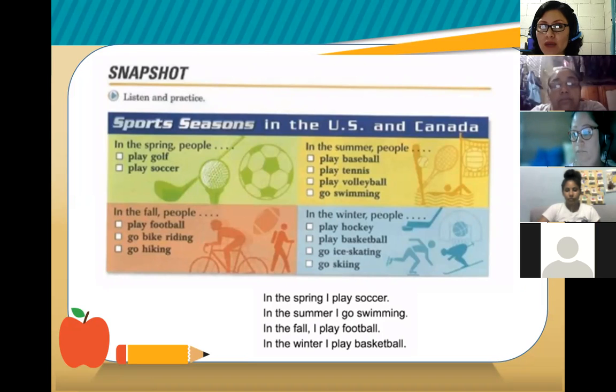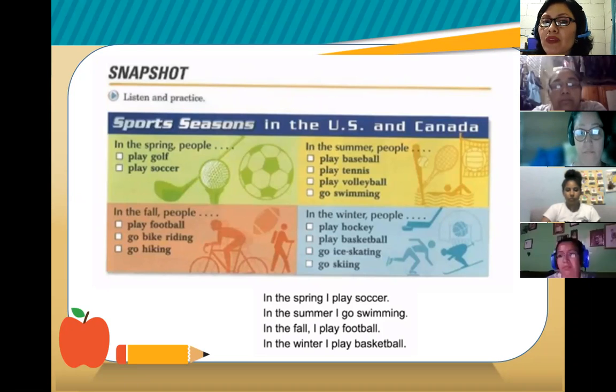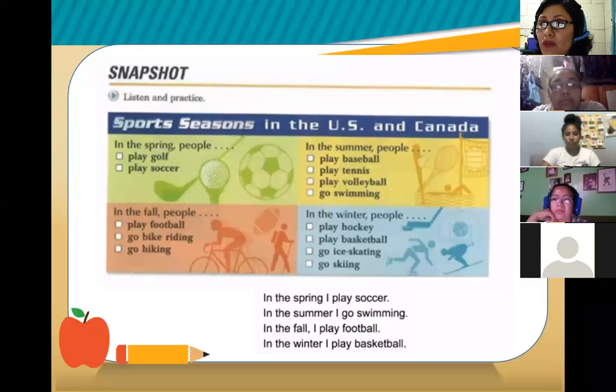For example, in the spring, people play golf, soccer, right? Those are the two options that we have. And then in summer, people play basketball, tennis, they play volleyball, and they go swimming, okay? But then when we have fall, in the fall, people play football, go bike riding, and some of them go hiking, okay? And then in winter, we got four options too. They play hockey, they play sometimes basketball, they go ice skating, and they go skiing, right? So if you see, the idea of the video, la idea del video y del instructor, ¿verdad?